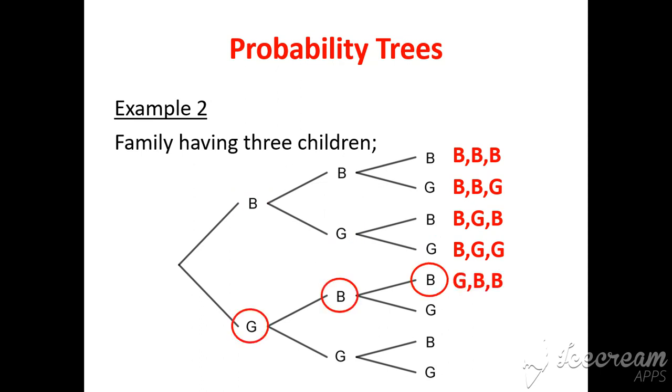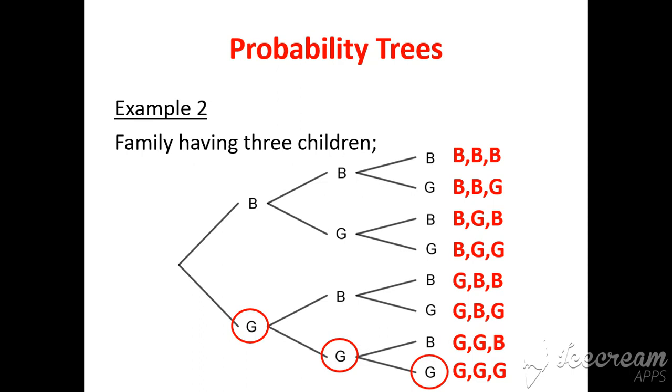Right, we're not finished. We could get a girl first, a boy second, and a boy third. We could get a girl first, a boy second, and a girl third. And we could get a girl first, a girl second, and a boy third. And our last possible outcome is three girls, girl, girl, girl. So this is the probability tree for having three children and all 8 outcomes.